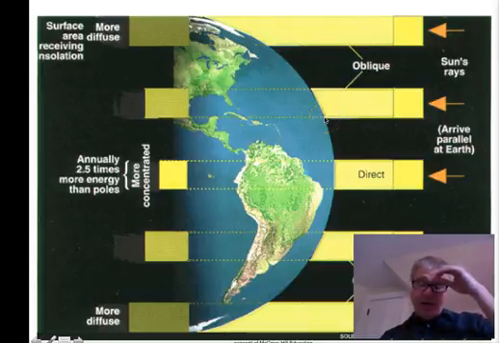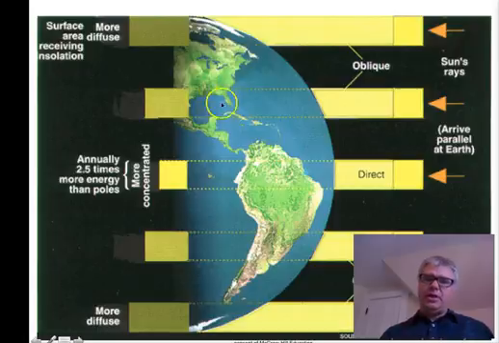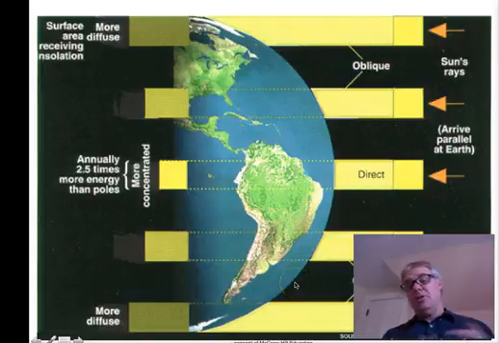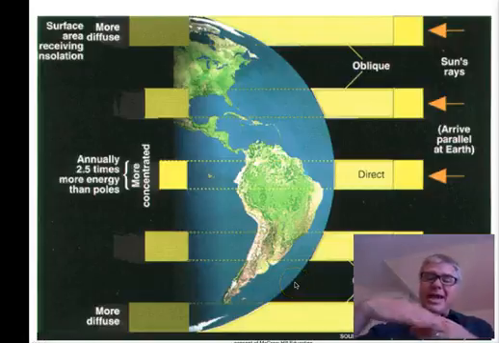It gets directly overhead on that date, and because of that, places in the northern hemisphere, like us here in North America, have a higher sun angle, and so we're getting more energy. Whereas during that same time period, you get winter in the southern hemisphere because the energy is coming in at essentially more of an oblique angle.